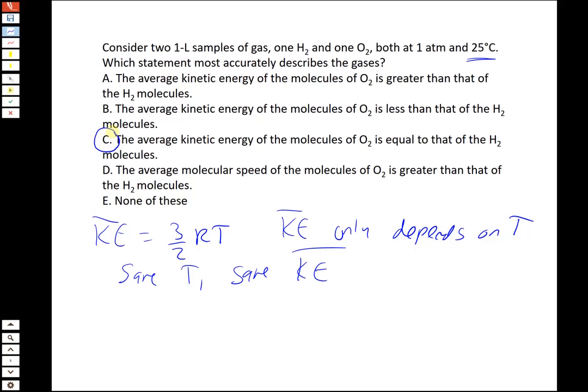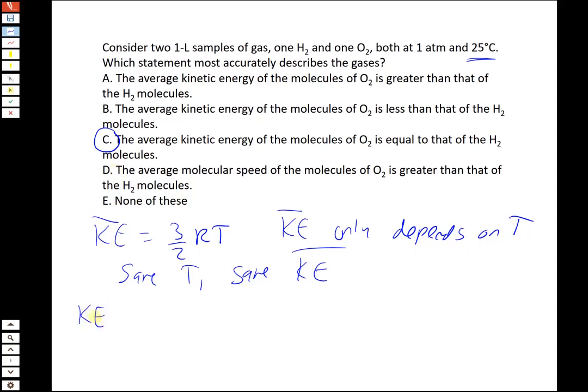In this problem, it's not possible to have more than one answer choice correct because there is no answer choice that's two of the above. So that means we can just stop there if we want to. Now let's make sure that we can verify that choice D is incorrect. So now we're talking about average molecular speed, and that's going to come up also in the next problem.